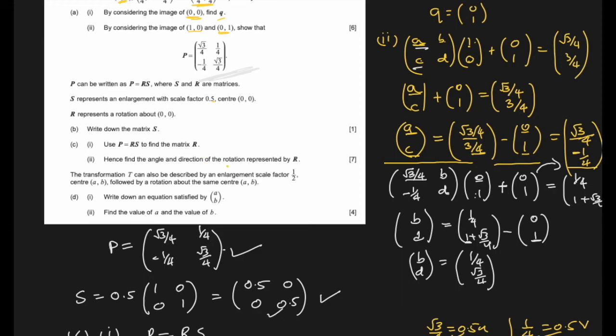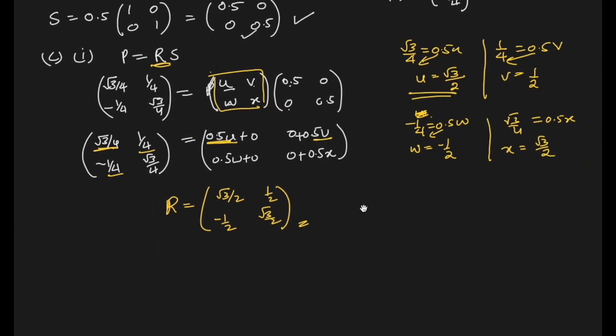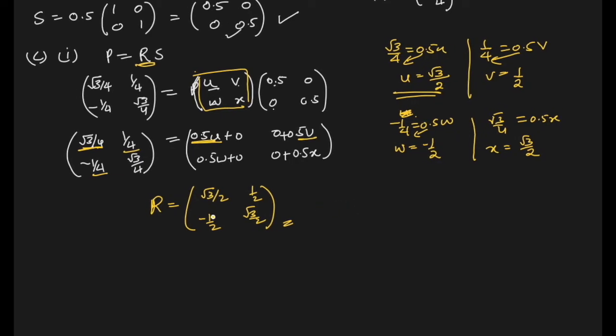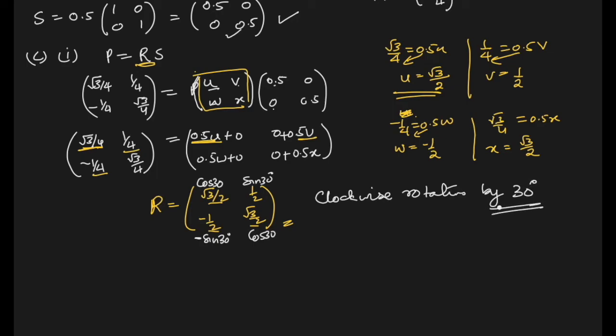What was the question? Second part: hence, find the angle and direction of the rotation represented by R. Okay, so if it is clockwise or anticlockwise, first of all, let's see which angle gives this value for sine and cos. So this has to be cos 30. Right. This is sine 30. This is minus sine 30. And this is cos 30 again. So this reminds us of what? What has this formula: cos, sine and minus sine, cos? It is clockwise rotation by, because this square root 3 over 2 is cos 30, that means cos inverse of square root 3 over 2 is 30. So we will write 30 degrees. It is a clockwise rotation.